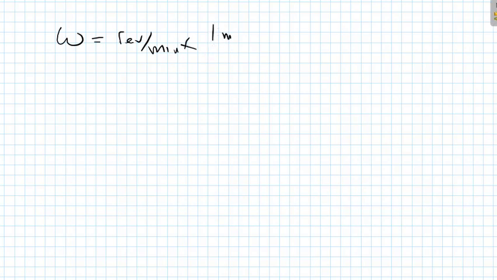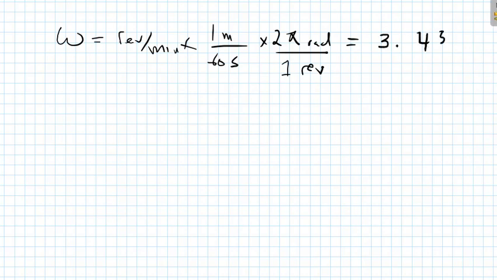So we multiply with 1 minute, which is equal to 60 seconds, multiplied by 2 pi, which is in radians, divided by 1 rev, and when we punch on our calculator, that gives us a value of 3.4371 radians per second. So we have converted to radians per second.